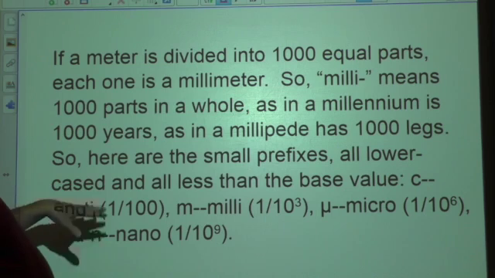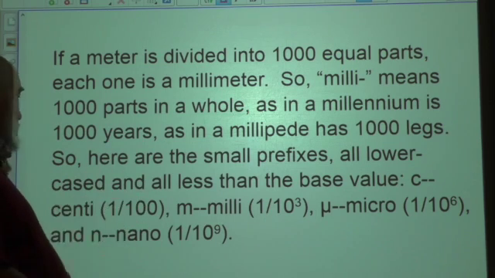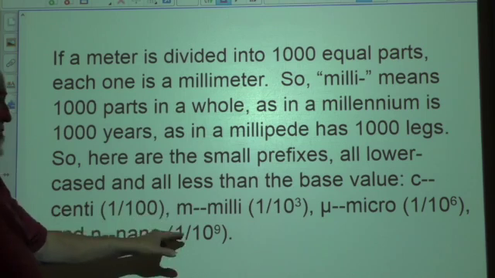So here are the small prefixes, all lowercase and less than the base value. C for centi, M for milli.